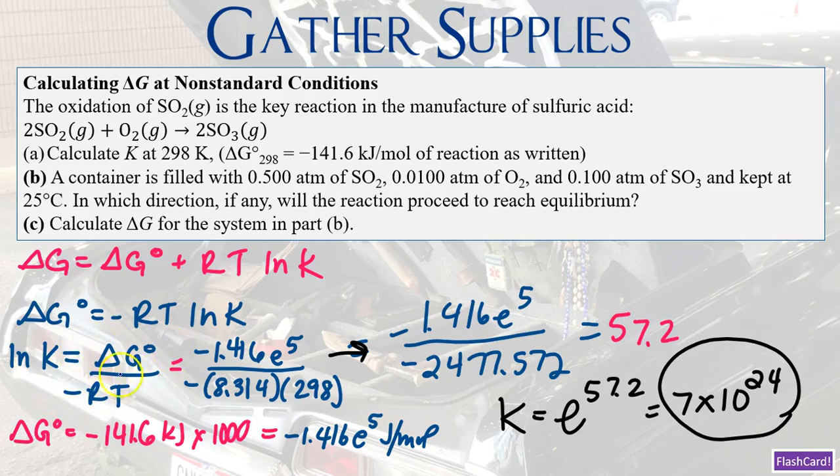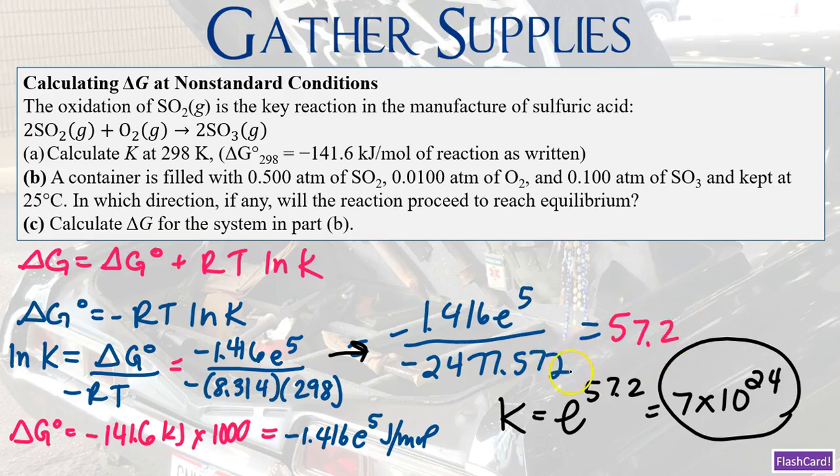Again, our delta G naught value must be in joules per mole, so I'm going to multiply by 1,000. When I take my negative 141.6 and multiply it by 1,000, I get negative 1.416 times 10 to the 5th joules per mole. I'm going to divide that by my RT value. When I multiply 8.314 times 298, I get 2477.572. So now I'm going to take my negative 1.416 times 10 to the 5th divided by 2477.572, and I get 57.2, so the natural log of K is equal to 57.2.